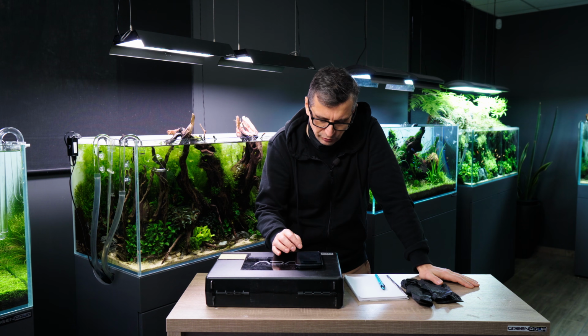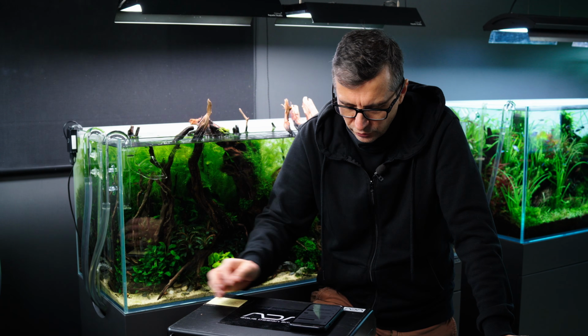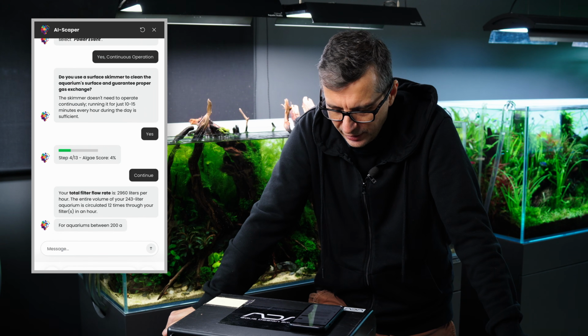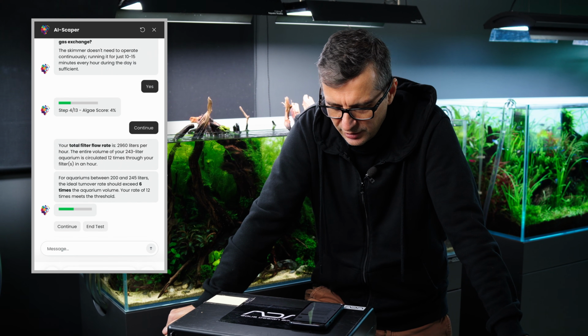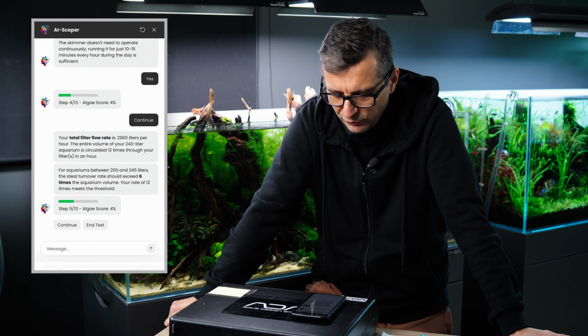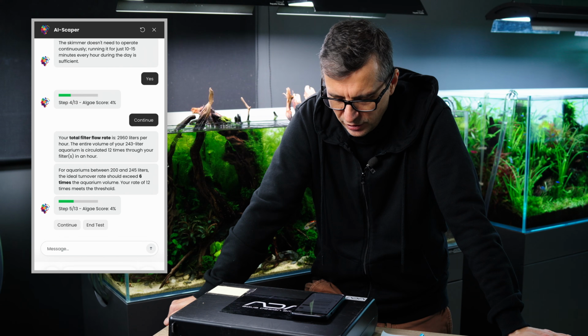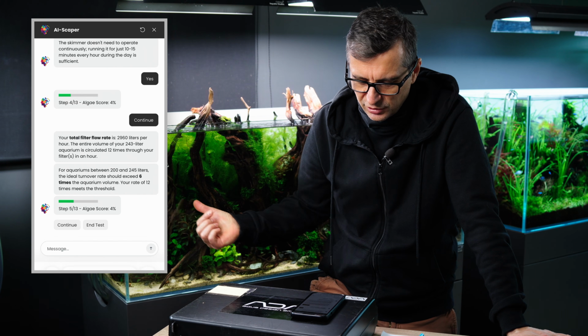We need that to ensure proper gas exchange between the water and the air. The skimmer doesn't need to operate 24/7, but it does right here. The total filter flow rate is 2,960 liters. The entire volume is circulated 12 times, okay? The ideal turnover rate for this is 6 times.